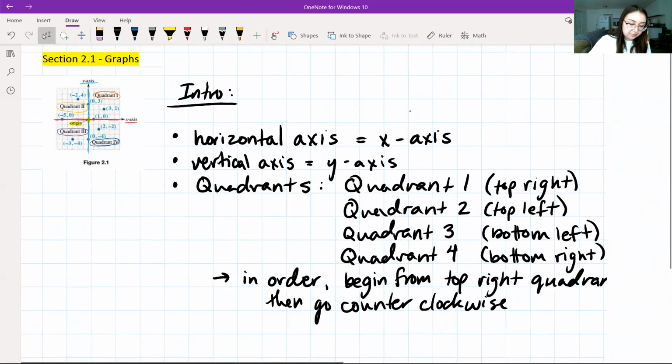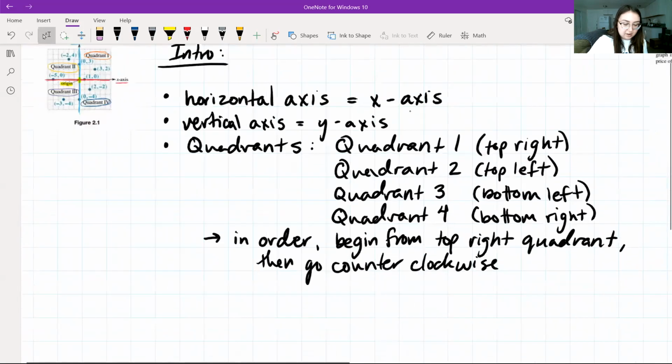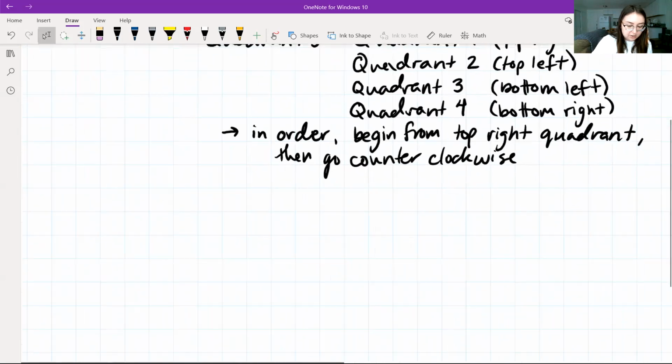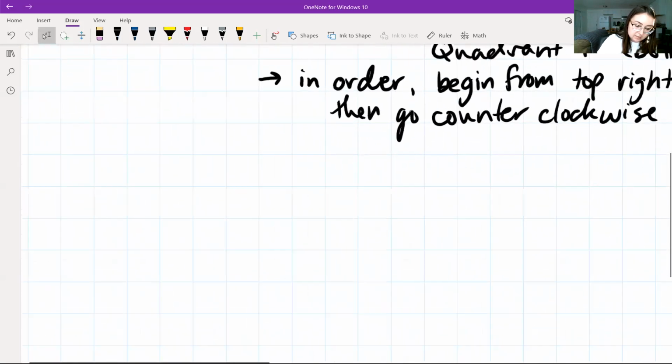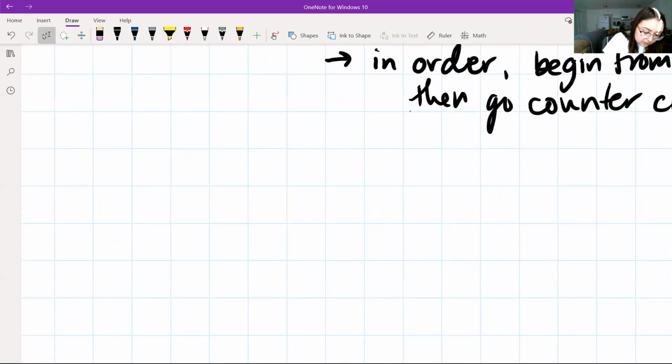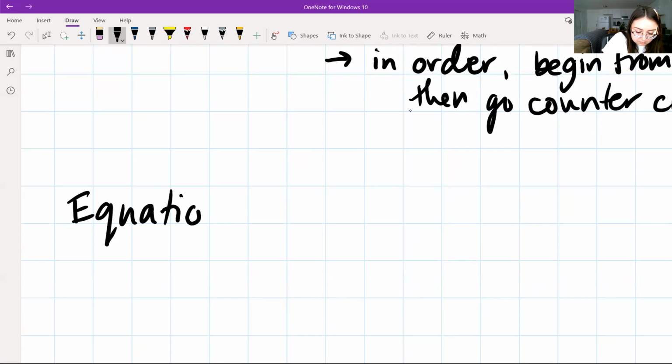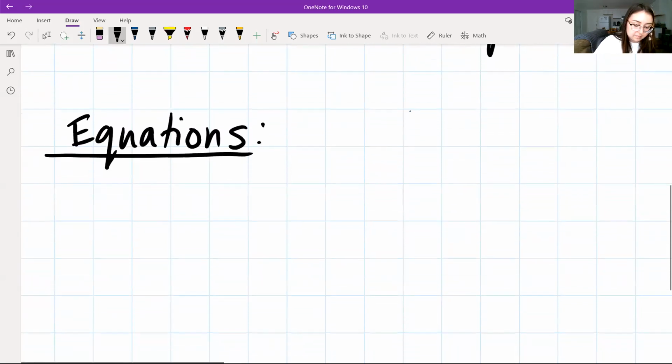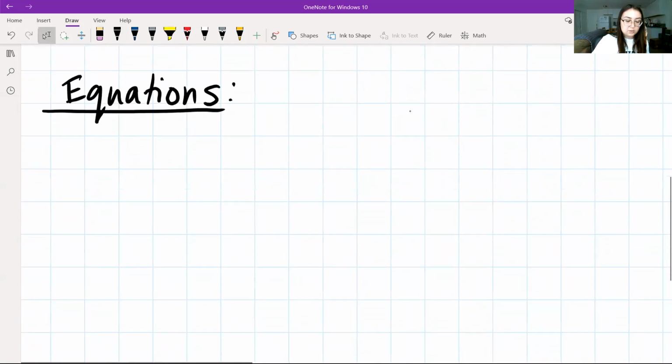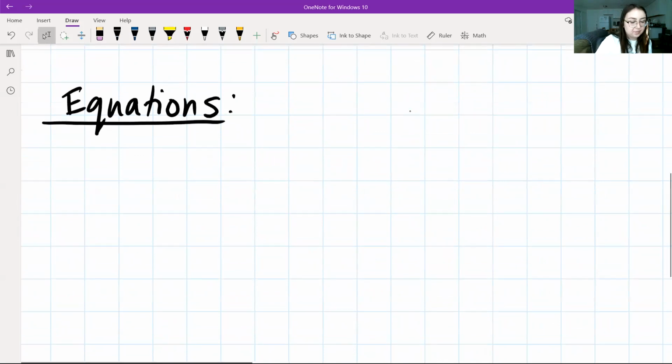Now that we've had our introduction here, we're going to move on to our next part, which will be equations. These sections coordinate with the sections in your book. So these are the same sections that you'll see in your book. If you ever want a reference at any point, you can always go back into the book and take a look at these sections as well.